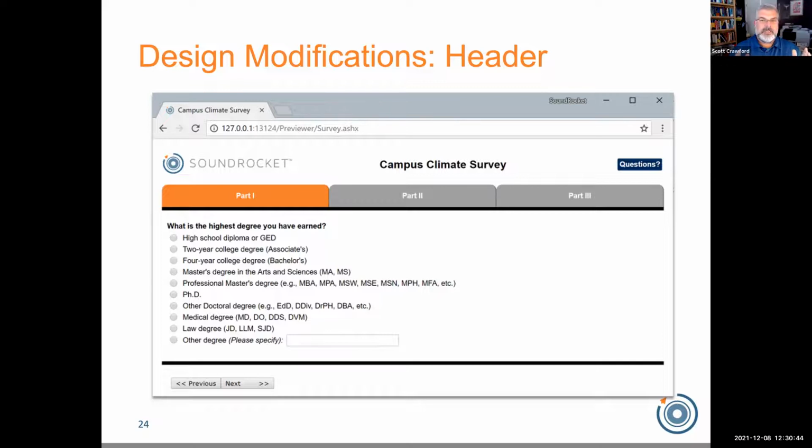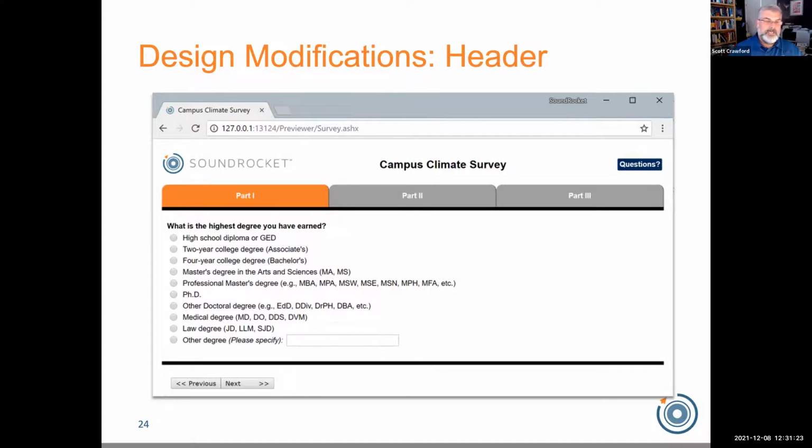Unfortunately, for a screen reader user, this requires a lot of stuff to be read out prior to getting to the actual question on every page. You would hear an alert indicating that there's a logo, Soundrocket logo, and then title, Campus Climate Survey, and then questions, and then part 1, part 2, part 3, prior to even getting to what the question is each time you got the page. And that would get a little old. It would not be an enjoyable experience. I know I would break off during the survey if I had to listen to that throughout for every page.